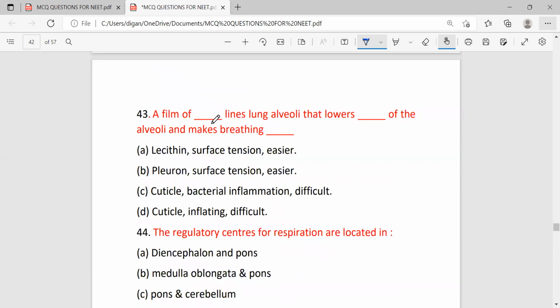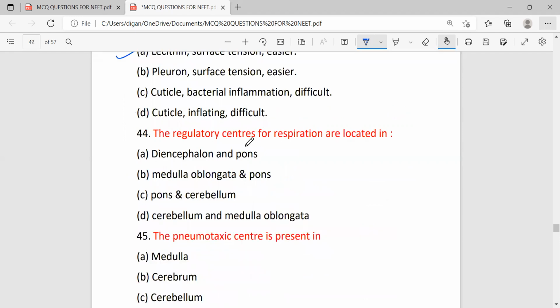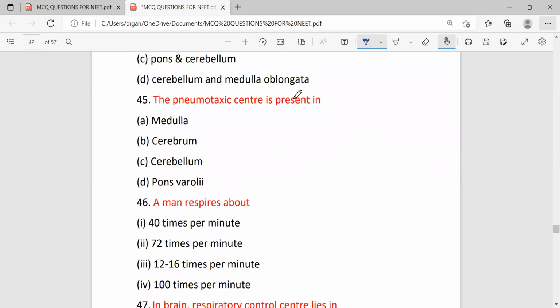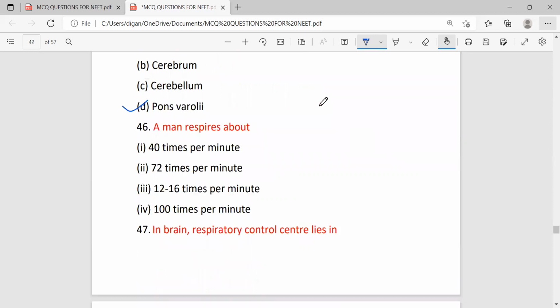A film of lecithin lines the lungs' alveoli that lowers the surface tension of the alveoli and makes breathing easier. And for 43, correct option is A, means first should be lecithin, then lowers the surface tension of the alveoli and makes the breathing easier. The regulatory centers for respiration are located in medulla oblongata and pons. The pneumotaxic center is present in pons varolii.